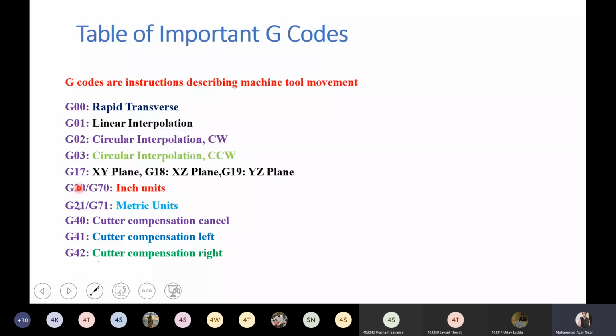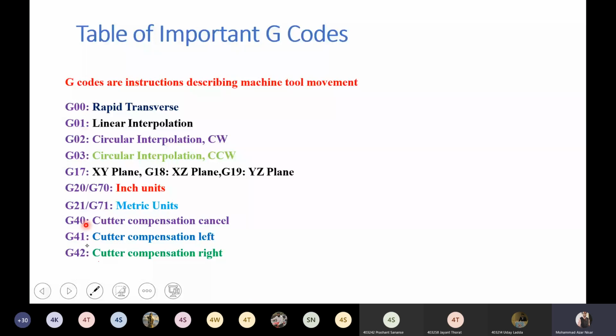So depending upon the OEM, these codes also change. For metric unit, in Fanuc G21 is used, and in Siemens G71 is used, if you are going to use metric dimensions. Then G40 is to give the cutter compensation cancel.